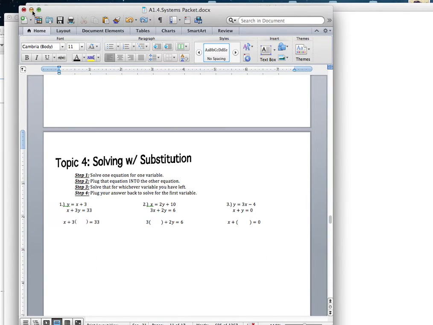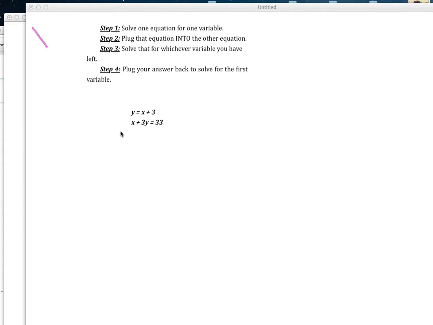Alright, so we are following along with our packet. We can just read the steps that are in our packet. So solve one equation for one variable. That may already be done for you, or you may need to do that. Plug that equation into another equation. Solve that for whichever variable you have left, and then plug your answer back in to solve for the other variable.